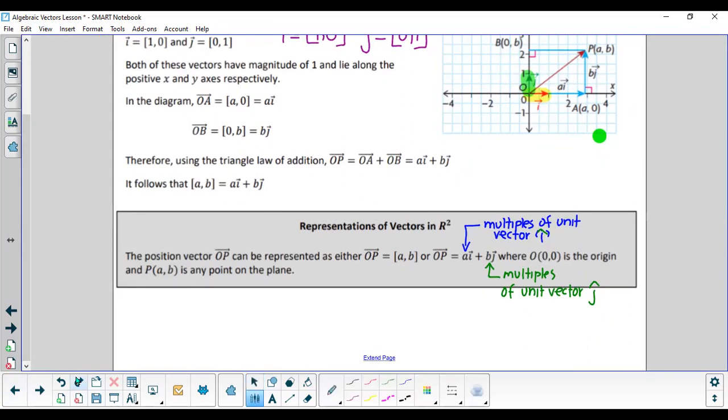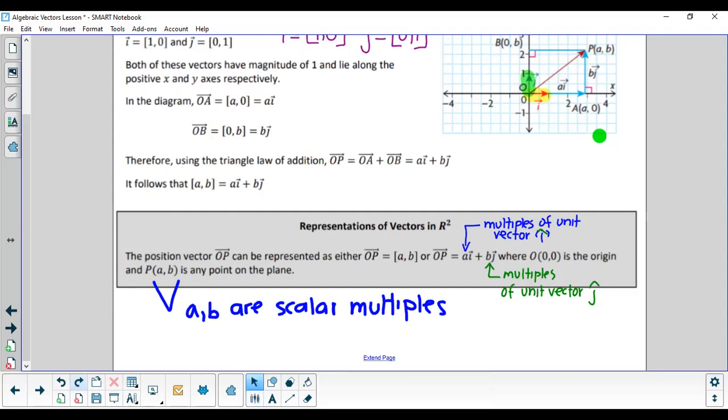So what we can say here is A and B are scalar multiples of the x and y coordinates of the tip of the vector. Okay, so they're scalar multiples of the x and y coordinates of the tip of the vector. That's another way of rewording this definition. A and B are scalar multiples of the tip of the vector, okay? Yes?